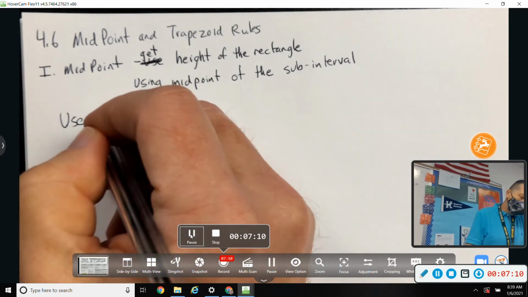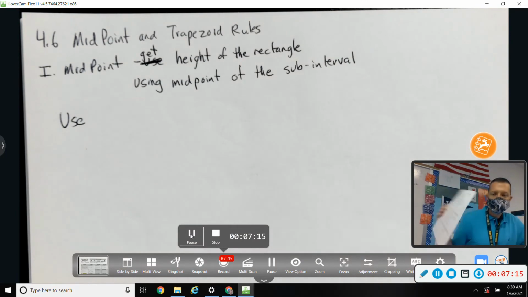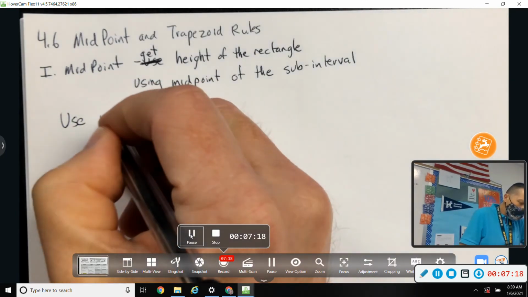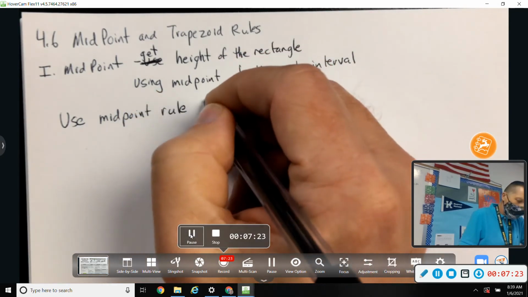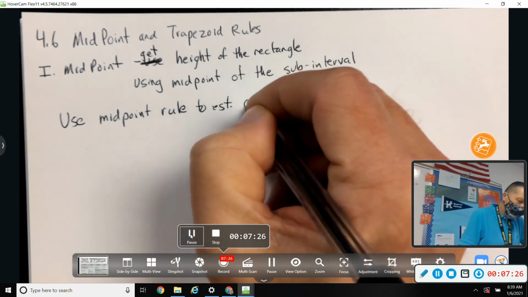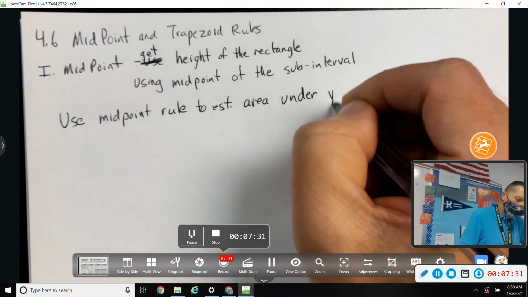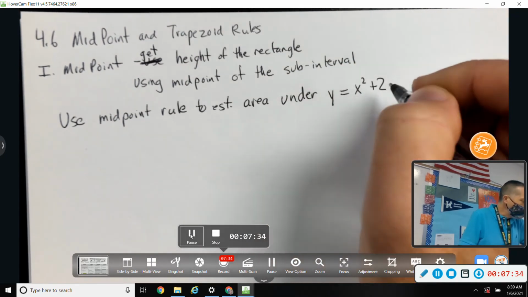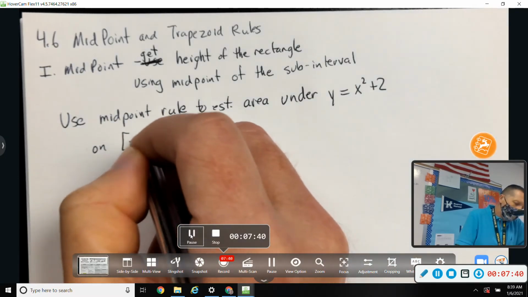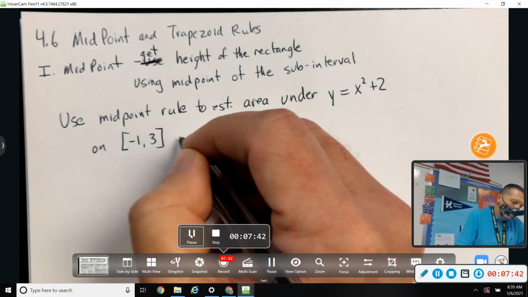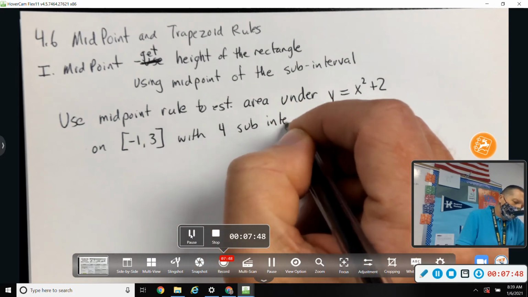Let's do a problem with a graph that goes with it, more like yesterday rather than the table that we just did. So let's use the midpoint rule to estimate the area under y equals x squared plus 2 on -1 to 3 with 4 subintervals.